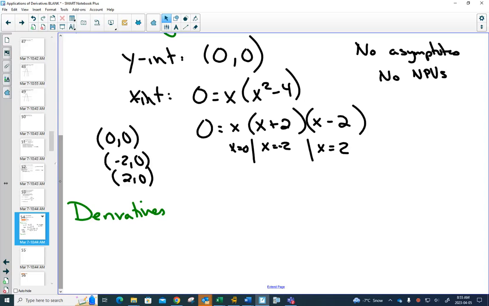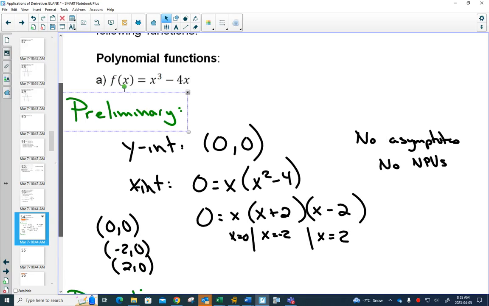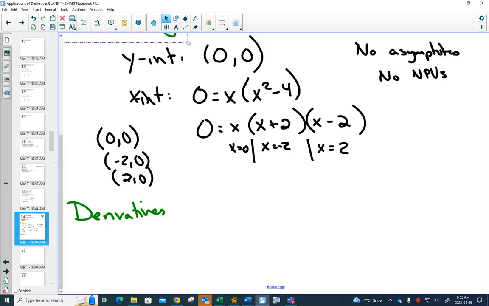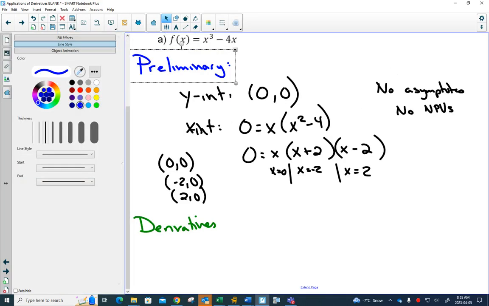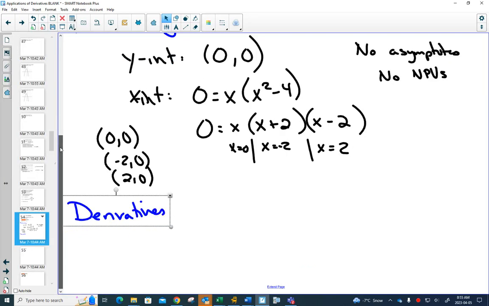Purple. Second derivative was purple. First derivative? Green. Green? Okay. Oh, and I made my titles green. I should have. Perfect. We hope you can go to green and not have it confused with our titles being blue.